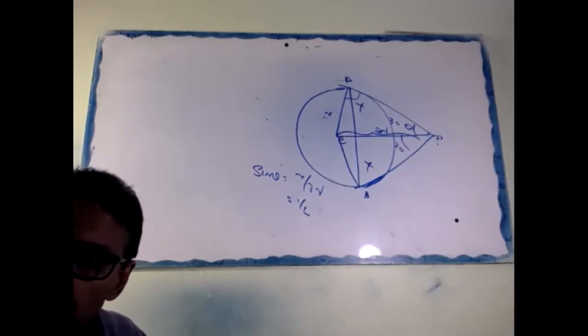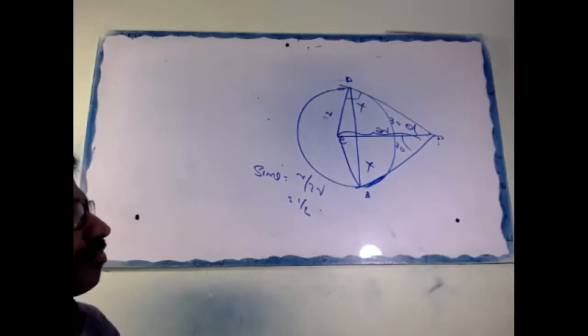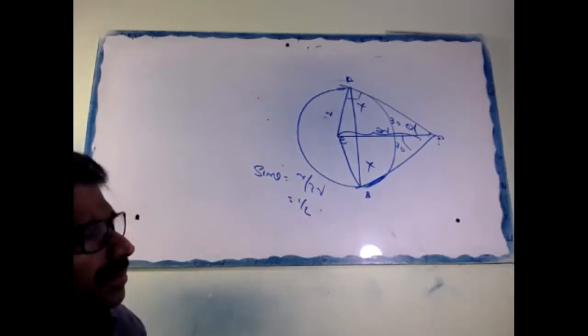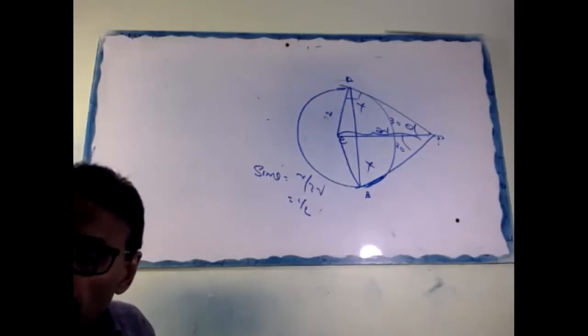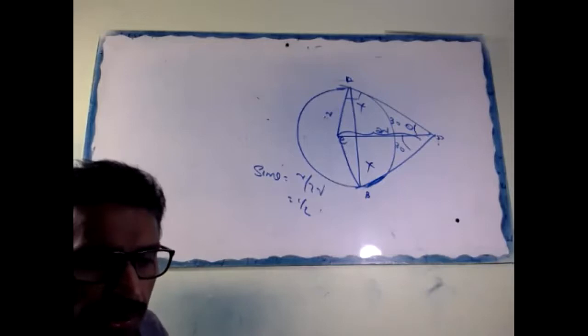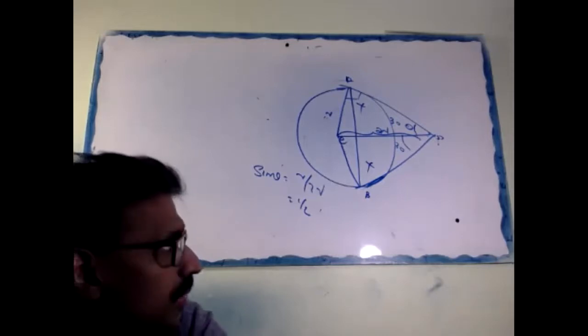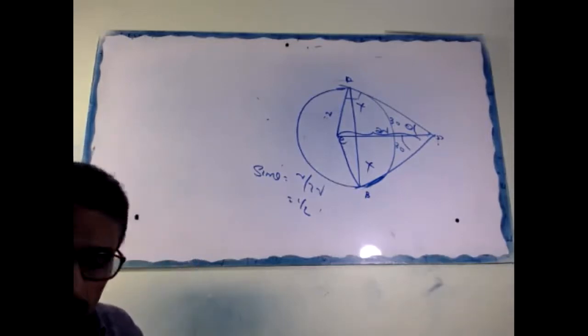Kaushik, okay, I'll give a note. You mark it: OA equal to R. Mark it, OA equal to R. OP equal to 2R, given.